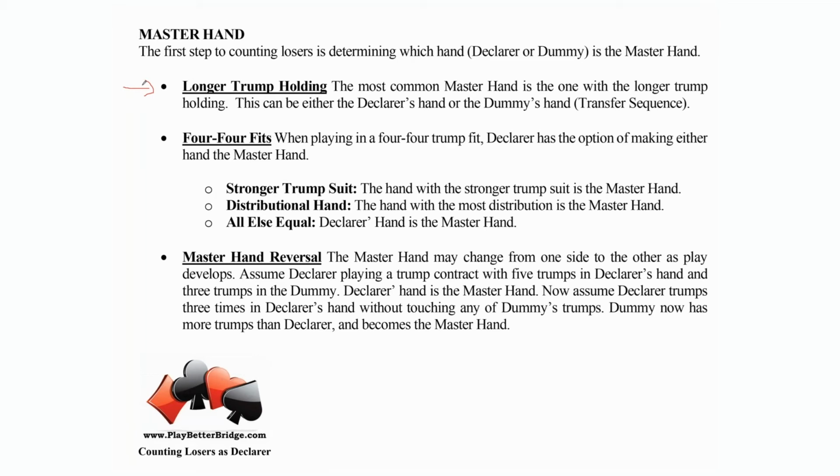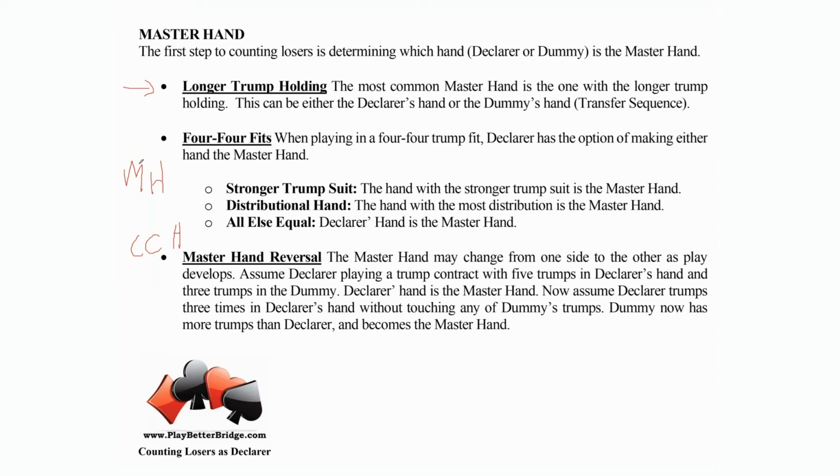If you have equal length, like in a 4-4 fit or 5-5 fit, or equal length between the declarer's hand and the dummy, the first option is to make the stronger trump suit the master hand. Now let's talk about the logic behind that. The idea of the master hand, let me write over here, master hand opposite the cover card hand, is that in the master hand, we're going to count our losers, and we're going to identify our working suits, and we're going to identify the technique.